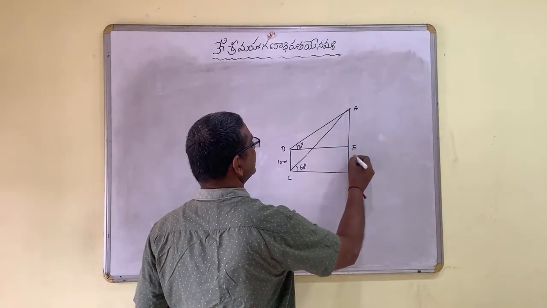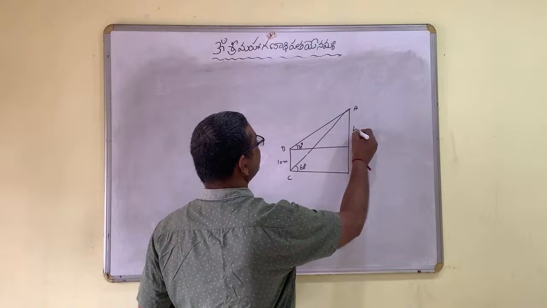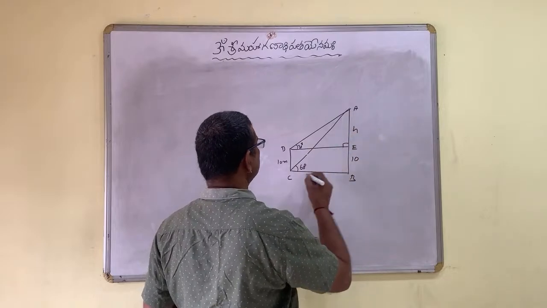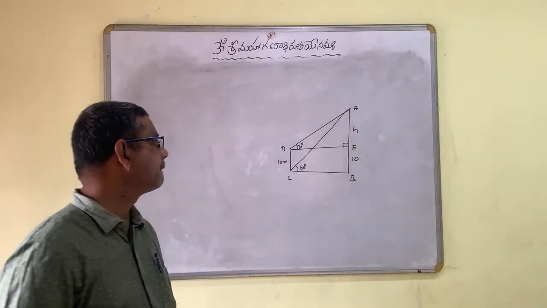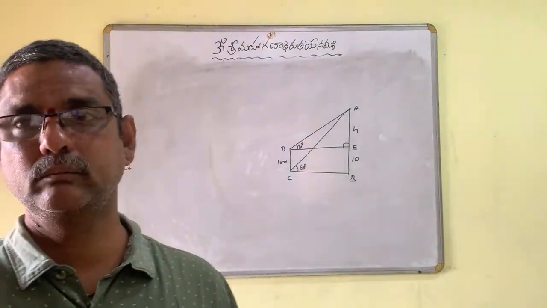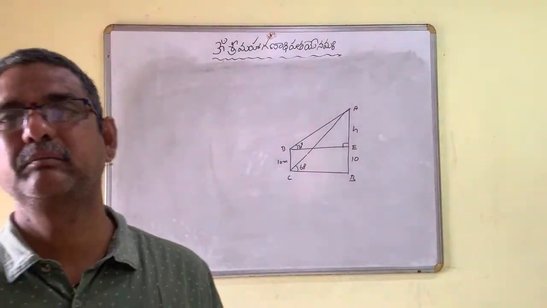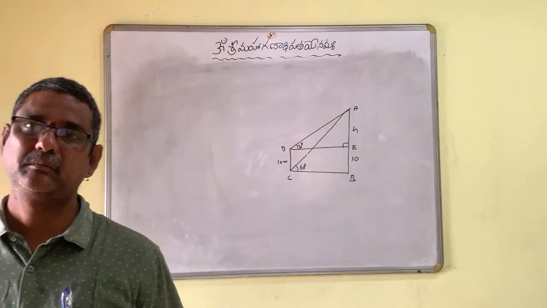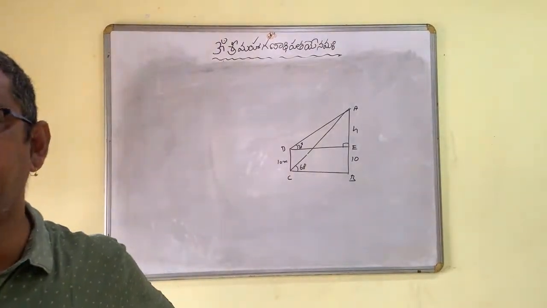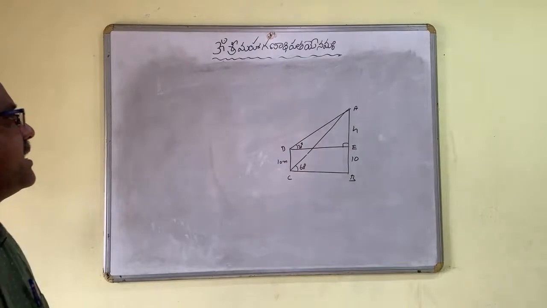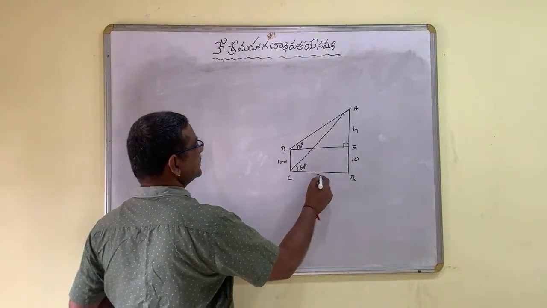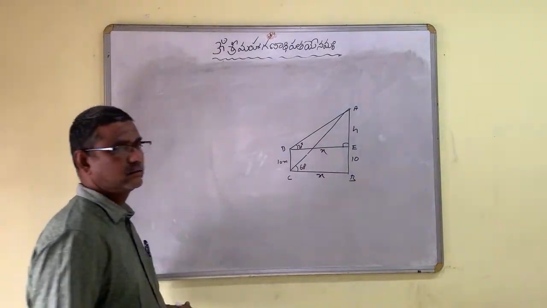Let it be E. Yes, this is 10. We need to find out this. BC, DE are equal. If this is X, this is also X.